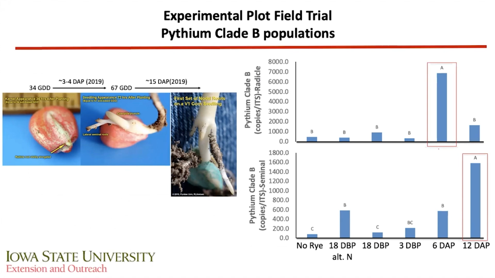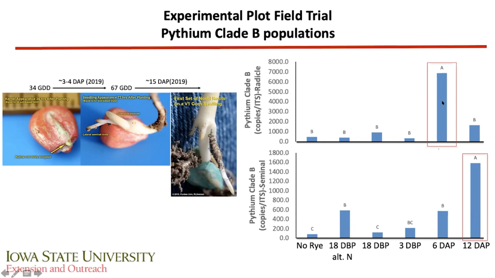And so as you can see, with the greater yield, we also detected more Pythium species, firstly in the radicle, 6 days after planting, and then in the seminal roots in the 12-day after planting treatment. And that probably has something to do with the way that the corn seedling is developing, right?